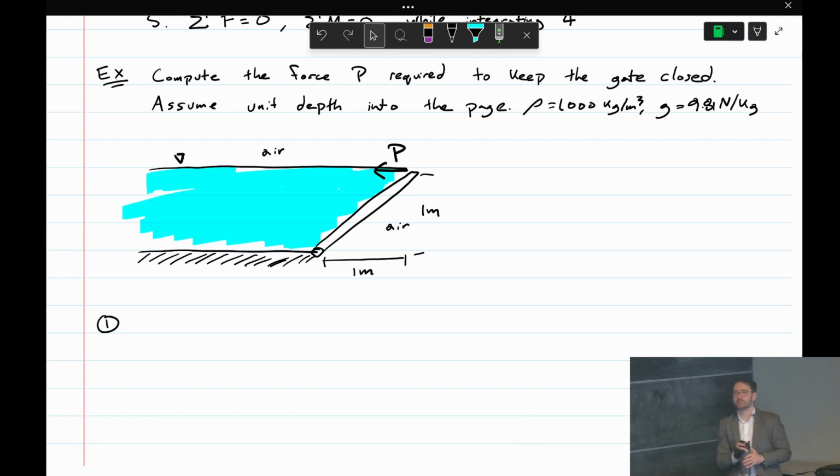Yes, please. Sorry? The hinge is down here. This is this circle thing. So you kind of have like a gate here, and you're kind of pulling on it with a rope or something, and there's just water above the gate. So the water is going to want to push the gate down. Any other questions?